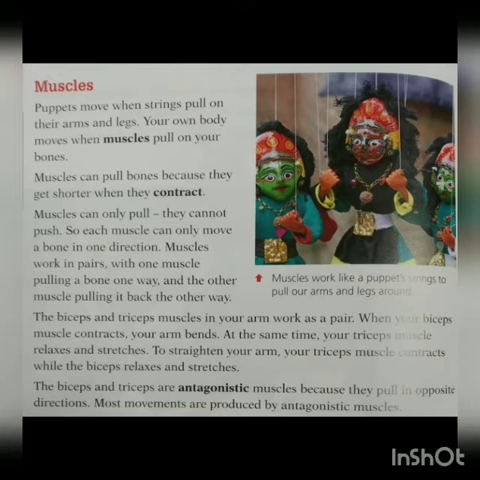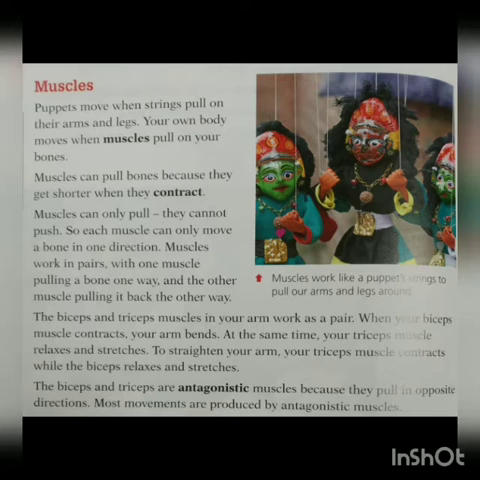Here the explanation is given. Muscles can only pull, they cannot push. Each muscle can only move a bone in one direction. Muscles work in pairs, with one muscle pulling a bone in one way and the other muscle pulling it back the other way. So one muscle can pull a bone only in one direction.